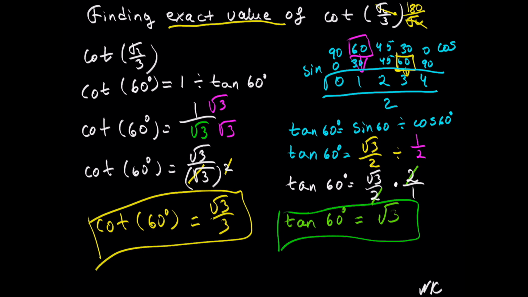If cotangent of 60 degrees is equal to radical 3 over 3, so does cotangent of pi over 3, since pi over 3 is 60 degrees in radians. So cotangent of pi over 3 is equal to square root of 3 over 3 as well. And this will be our solution. That's all.